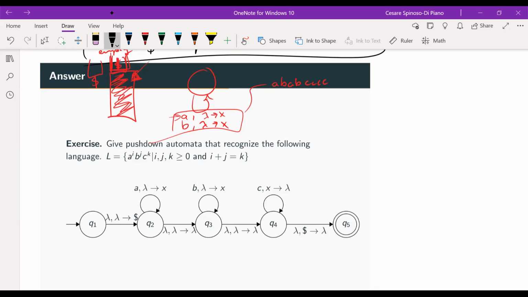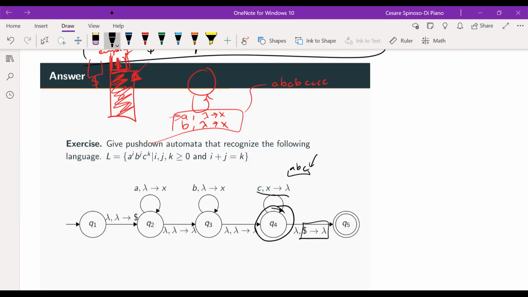Let's say you had A, B, and then C, C. If this was a final state, then you could accept this, which is wrong. So this is making sure that you've popped the same number, that you've pushed the same number of A's and B's as C's.